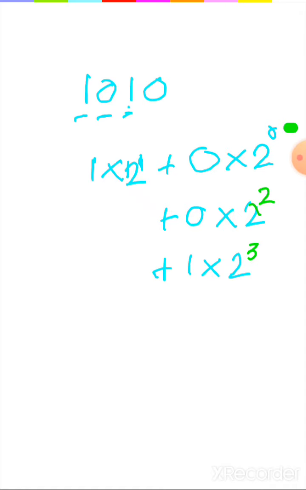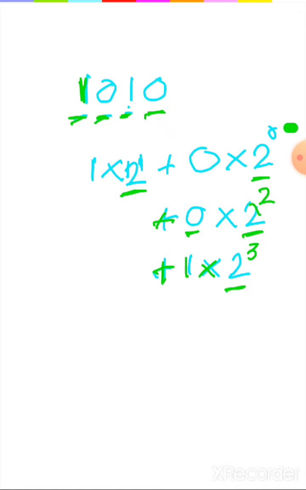So the least significant digit is multiplied with 2 raised to power 0. The second digit, 1, is multiplied with 2 raised to power 1, plus the third digit is 0, and 0 is multiplied with 2 raised to power 2, plus the most significant digit 1. So this 1 is multiplied with 2 raised to power 3.